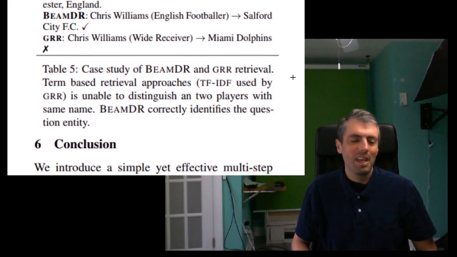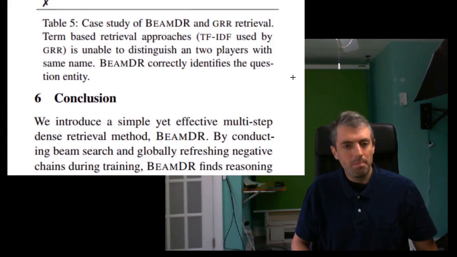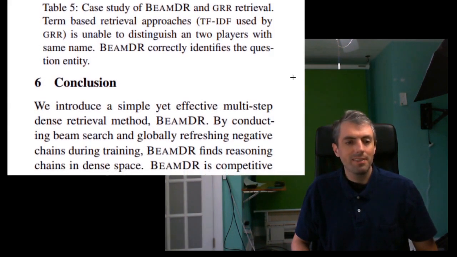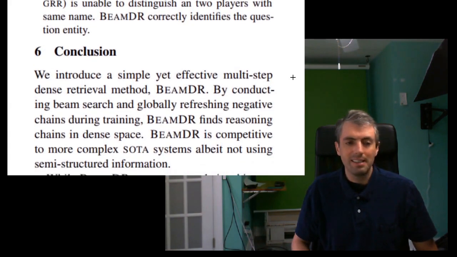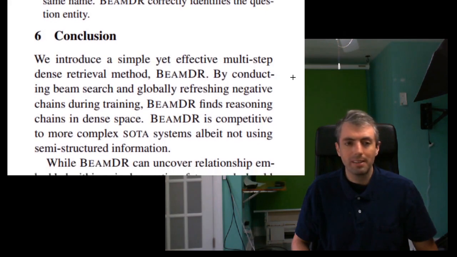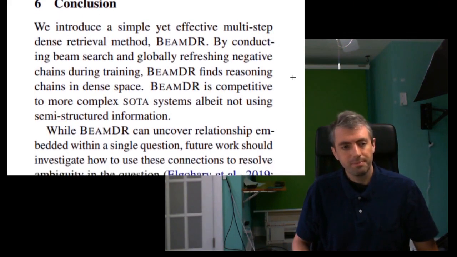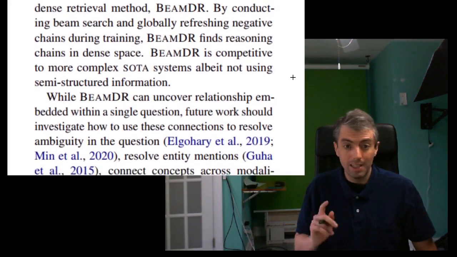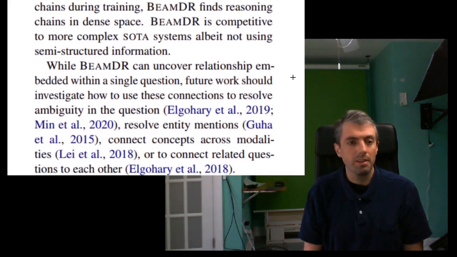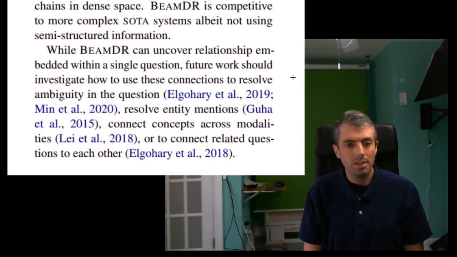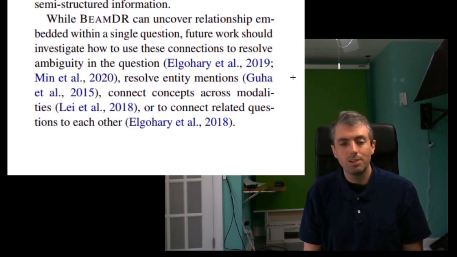Section 6, Conclusion. We introduce a simple, yet effective, multi-step dense retrieval method, BeamDR. Beam search and globally refreshing negative chains during training allows BeamDR to find reasoning chains in dense space. BeamDR is competitive to more complex state-of-the-art systems, albeit not using semi-structured information. While BeamDR can uncover relationships embedded within a single question, future work should investigate how to use these connections to resolve ambiguity in the question, resolve entity mentions, connect concepts across modalities, or to connect related questions to each other.